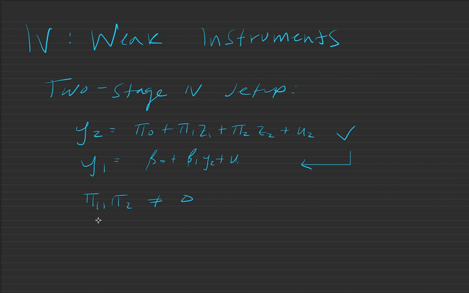If the instruments are not purely exogenous, so if z1, z2 are not purely exogenous, and that is the covariance between y2 hat and u1 is not equal to 0, which will be the case most of the time to some degree, then the strength of the instruments is important.